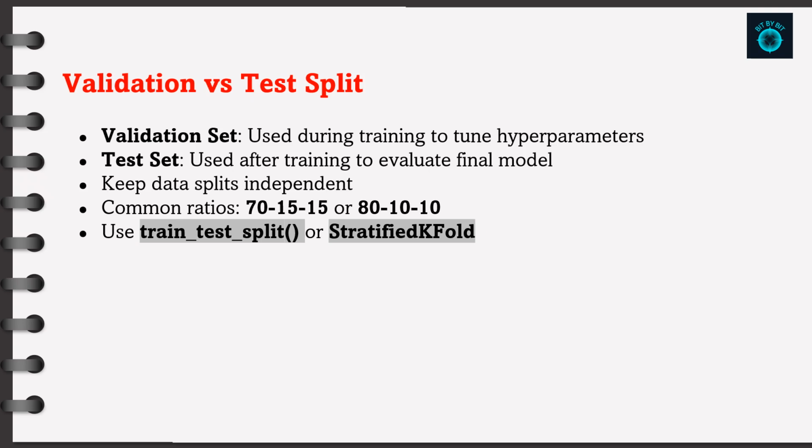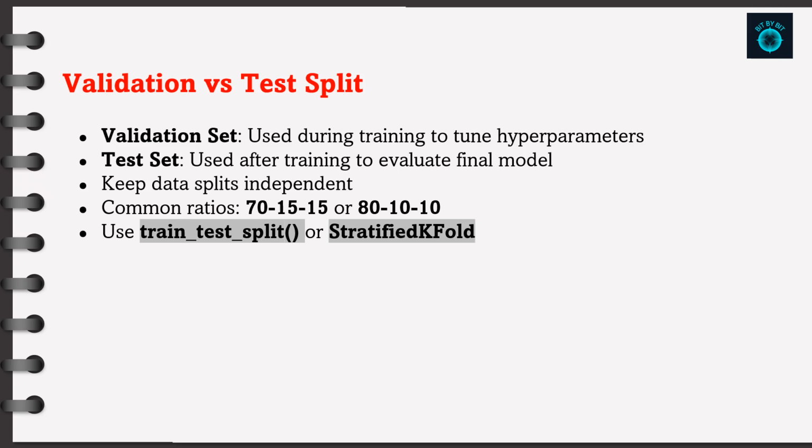You should never use the test set during training or model selection. To avoid information leakage, these splits must stay completely independent from each other. A common split is 80% for training, 10% for validation, and 10% for testing, or you may use a 70-15-15 split depending on your data size. You can split data using train_test_split from scikit-learn, or use stratified k-fold when you need balanced class distributions across folds.